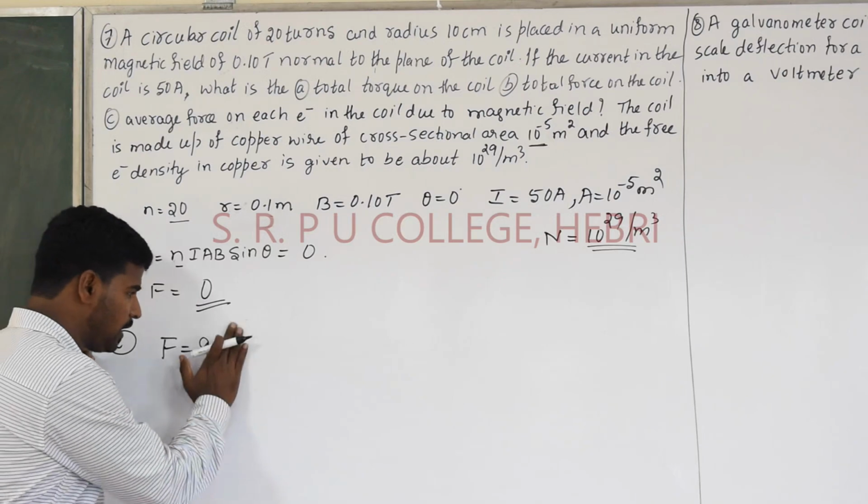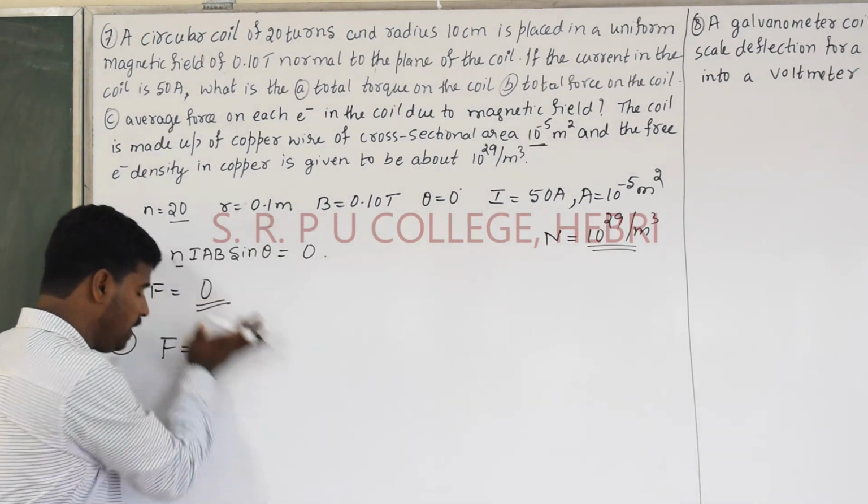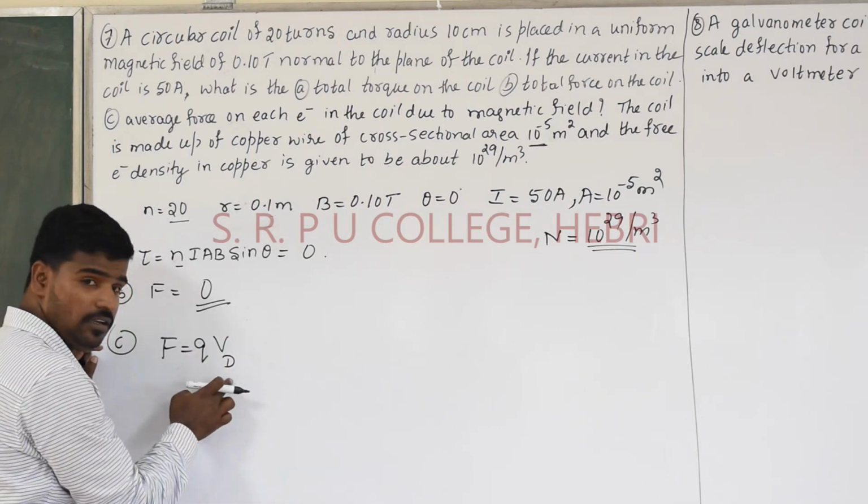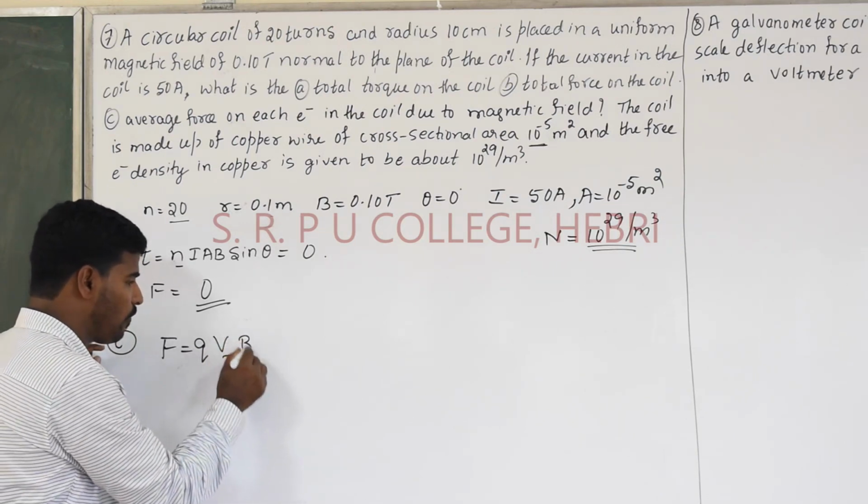So let us see how to write this same equation. F is equal to QVB, where V is expressed by drift velocity, VD, along with the magnetic field.